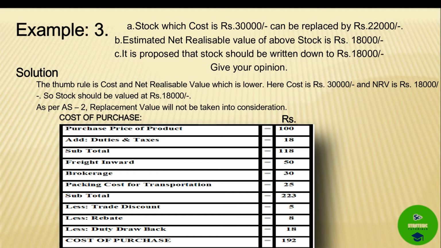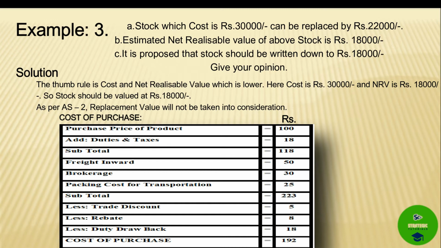Cost of purchase. Cost of purchase is also one of the most important parameters for valuation of inventory. Purchase price of the product, I have given one example, 100 rupees. You have to add duties and taxes. It may be import or export duty and GST and others, the tax part. So you get the subtotal and add the freight inward and brokerage charges, packing cost, etc. So you get the subtotal of 223.